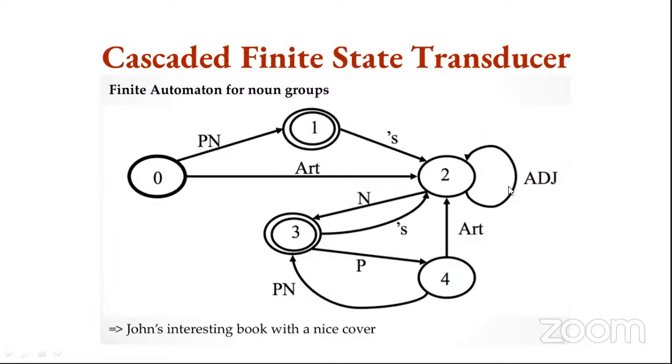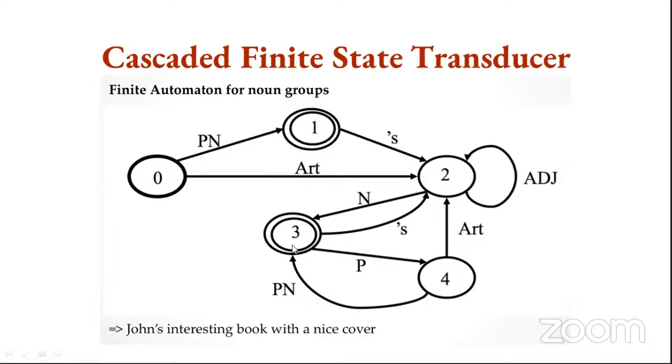Then interesting is the adjective, we can stay there. Then book is a noun, so we can go to the 3rd state. Then with is a preposition, so we can go to the 4th state. Then nice, basically an article, will go to the 2nd state. Adjective is nice, so we'll stay here. And then cover is a noun, so we'll go to the 3rd state. And then this is a terminating state.